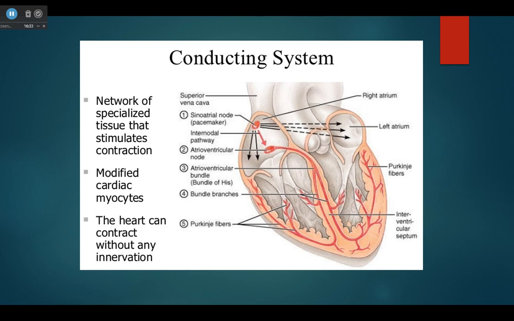Okay. So that's the electrical wiring of the heart, how electricity moves from one area to the other, the conduction system.